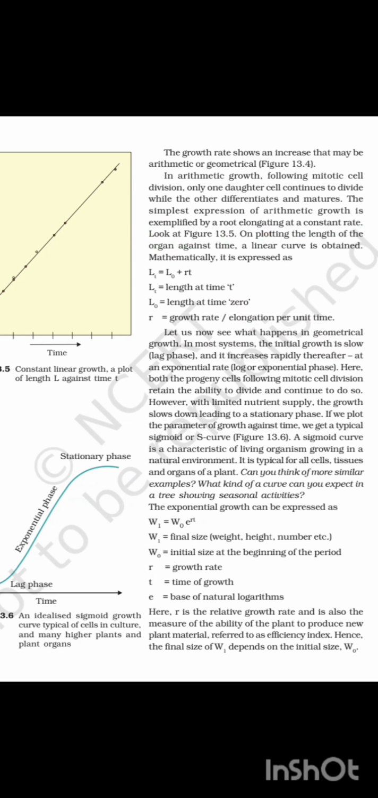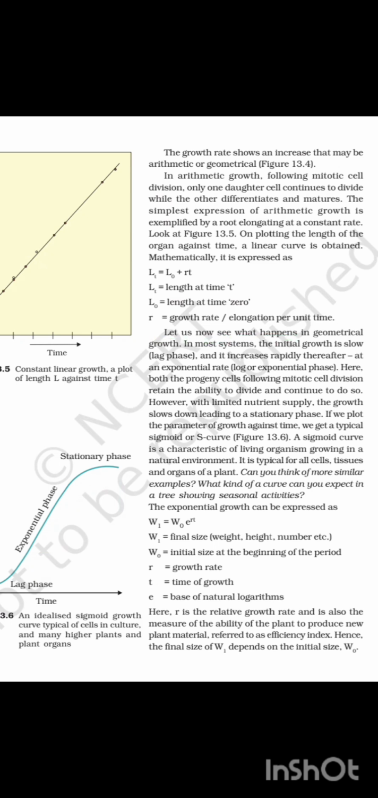Look at figure 13.5. On plotting the length of the organ against time, a linear curve is obtained. Mathematically, it is expressed as Lt = L0 + rt. Lt is equal to length at time t. L0 is equal to length at time 0. r is equal to growth rate or elongation per unit time.